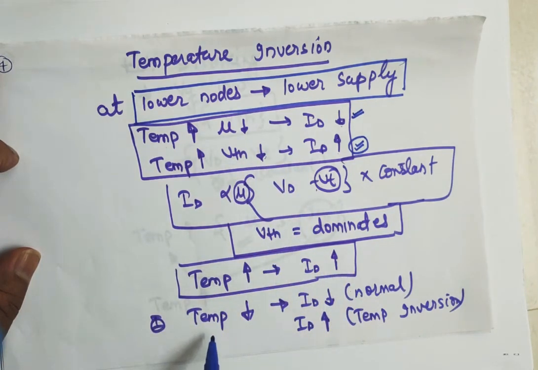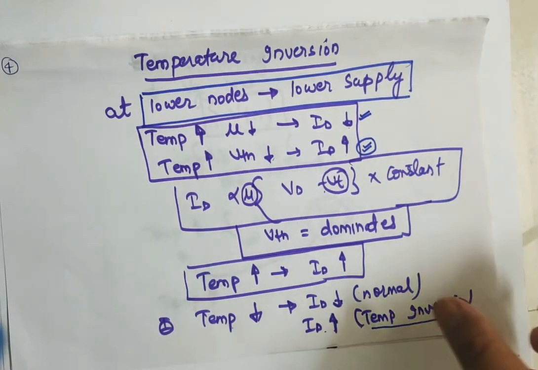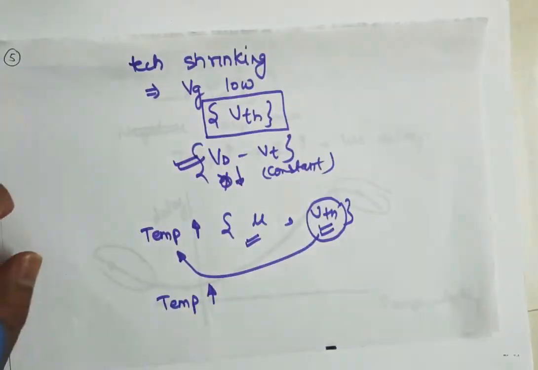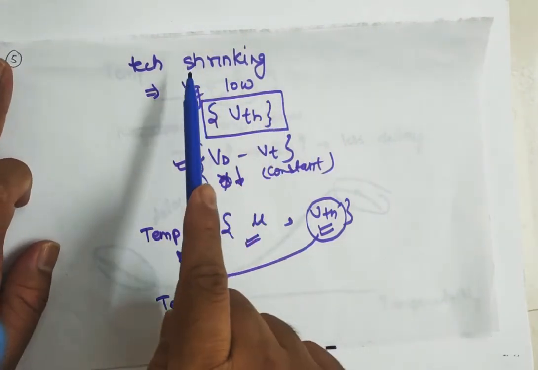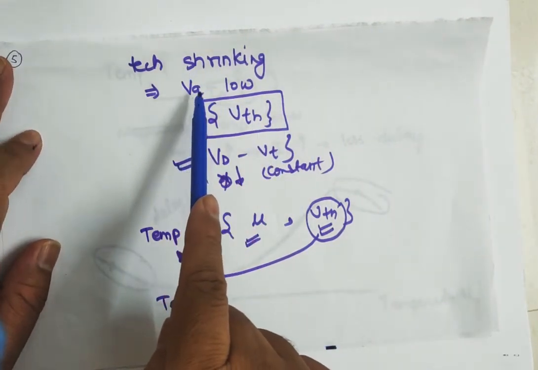So if we see what is the normal trend related to temperature, if temperature increases, your current decreases. But if we see the effect of temperature inversion, your ID will increase instead of decreasing. So that's what we call a temperature inversion. If we see, your technology node is shrinking, correct? And your VG is low.